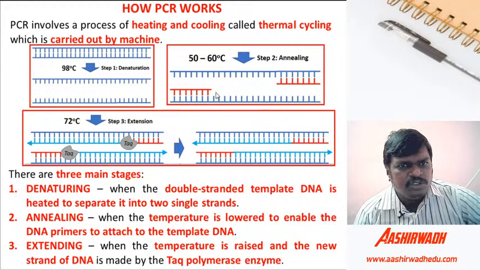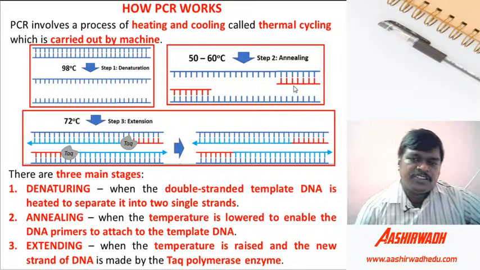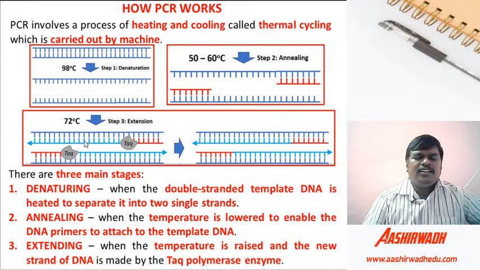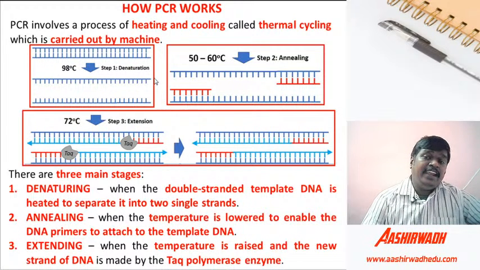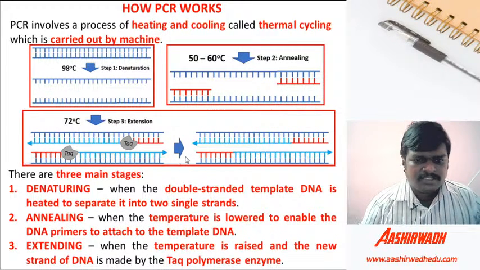We can see that 2 strands are separated. In that, what is attached? The RNA primer is attached. That process is called annealing. And in the third process, there will be a slight increase in the temperature from 60 degrees Celsius to 70 degrees Celsius. This process is called the extension process.